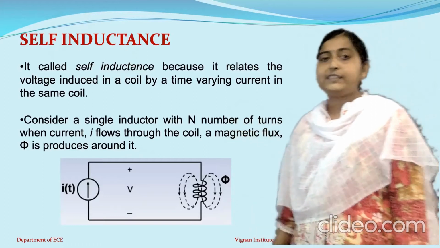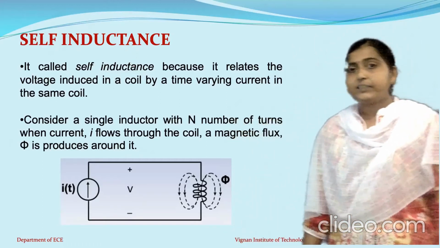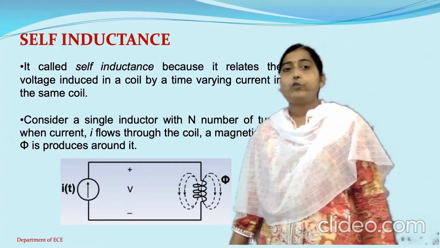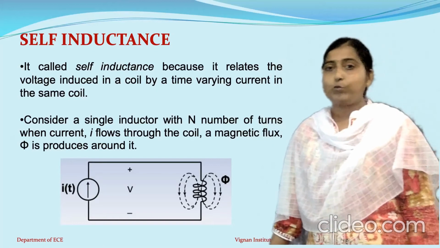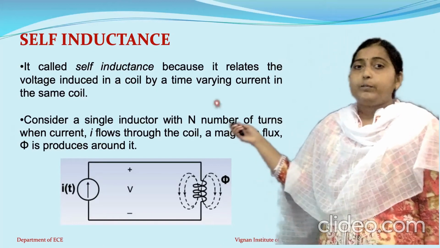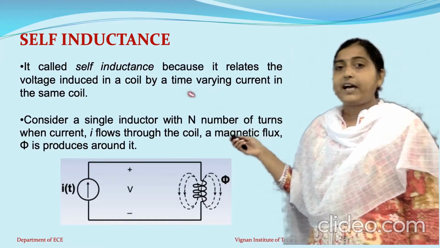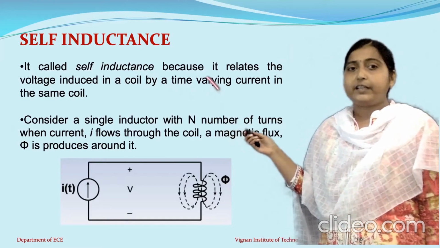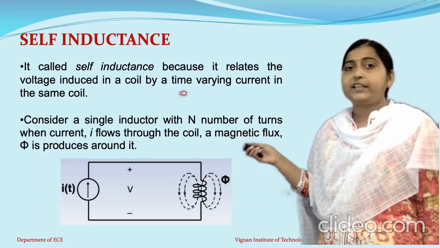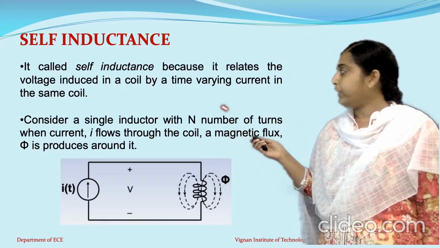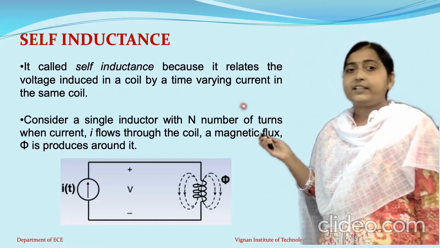What is self-inductance? It is called self-inductance because it is related with the voltage induced in a coil by a time varying current in the same coil. Please remember that magnetically coupled circuits always have a time varying current. It is called self-inductance because it relates to the voltage being induced in the coil by the time varying current in the same coil.